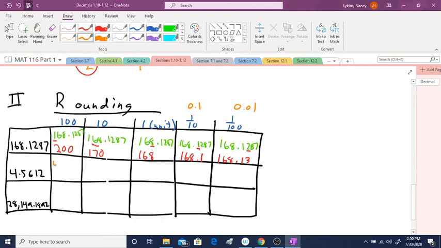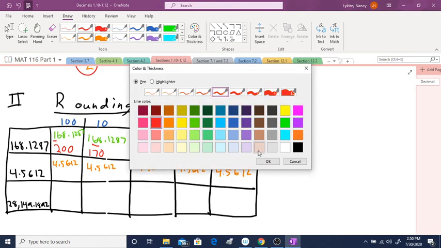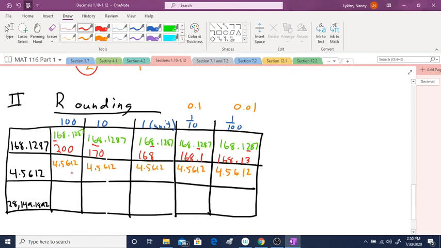Okay, next I'm going to copy down 4.5612 on each one. Do the same thing. In this case, it does not have a 100s position, so you can put a 0 there. Does it have a 10s position? No. But now it has the units position. What does that 4 turn into? Does it stay the same or go to a 5? Well, you look at that 5, it turns into a 5.